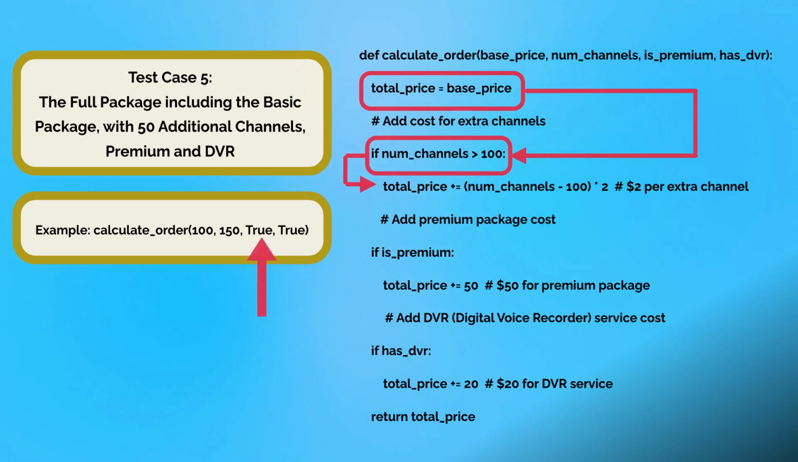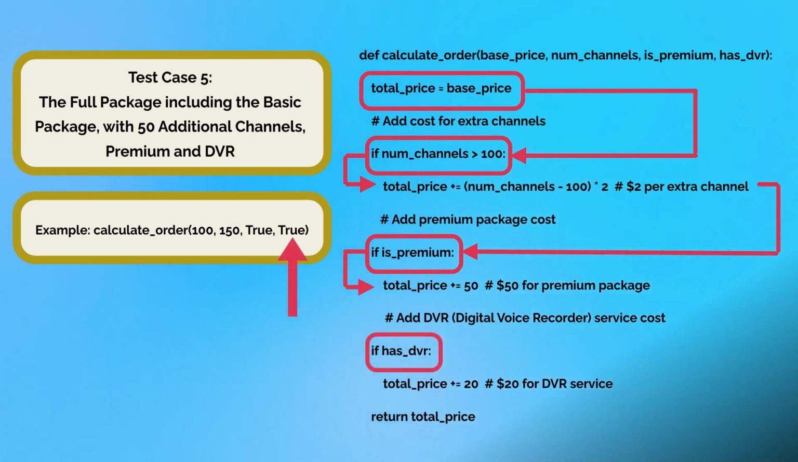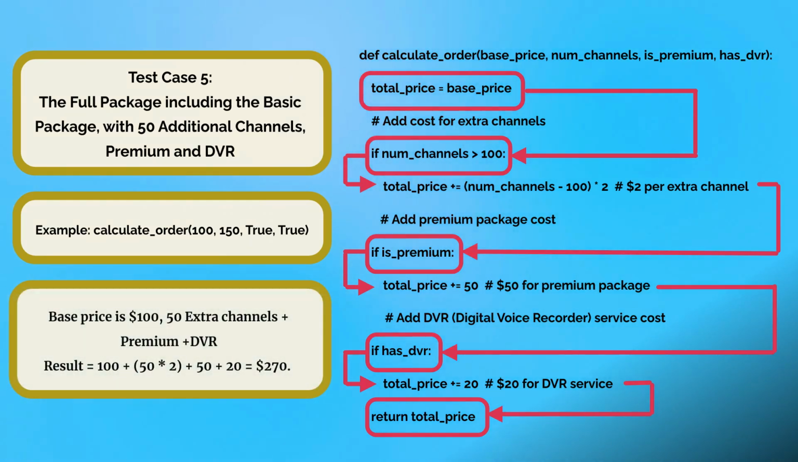Next, the premium service has also been added, and this segment of code will also be activated. Let's see how that affects the flow. Finally, DVR service has been added, and this will activate the last conditional piece of code, which will take the flow through to the total price. To finish the test, let's add the description. You may have noticed that this includes some details on how we calculated the total cost of $270.